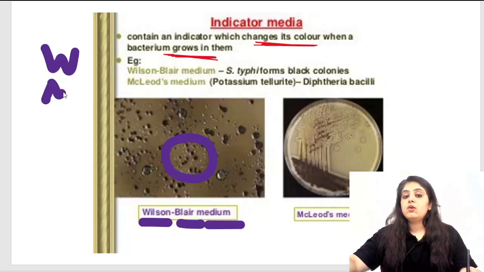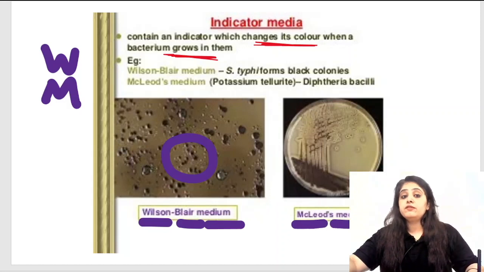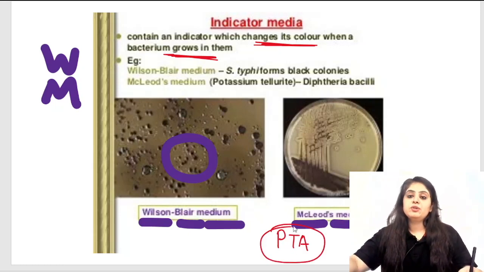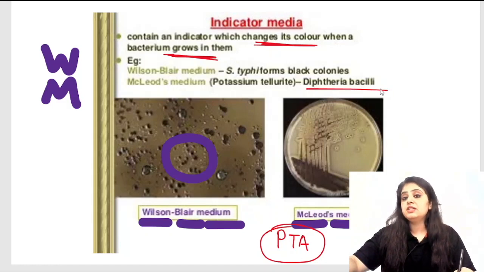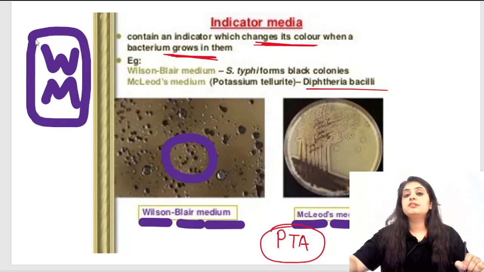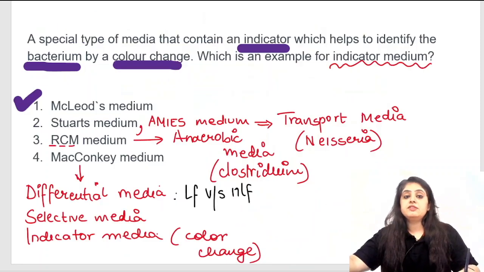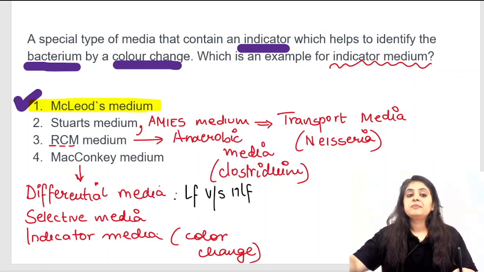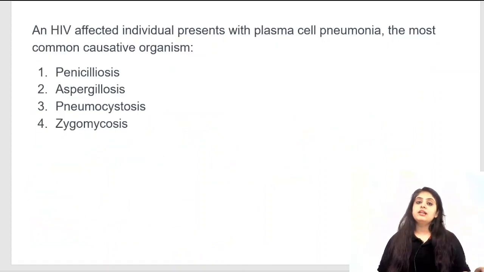And we have something called the McLeod medium. McLeod medium, if you know the other name, is potassium tellurite agar. Potassium tellurite agar, you will say, now I know. Potassium tellurite agar is a very famous media that we have for Corynebacterium diphtheriae. So remember the two main indicator medias which are the most famous examples: Wilson-Blair for typhoid, McLeod's for Corynebacterium diphtheriae. So my best answer over here is going to be the McLeod's medium. Okay, having said this, let's move on to the next question.